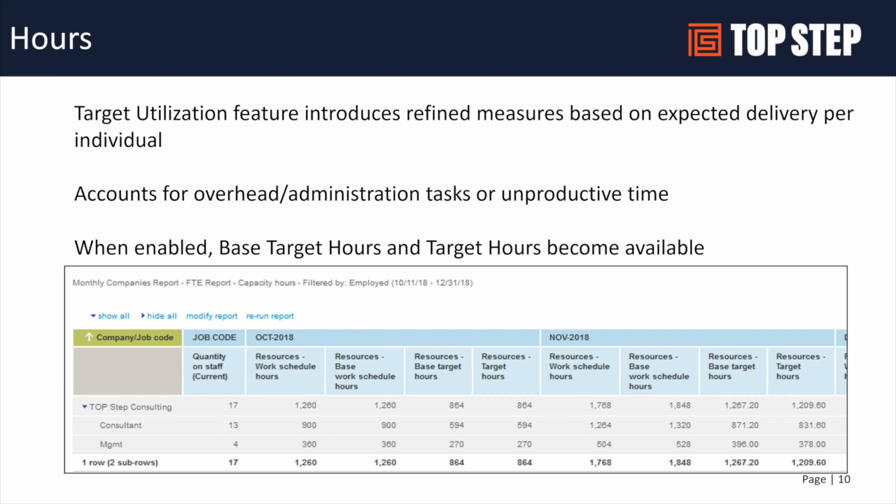When you enable target utilization, it does enable two new reportable fields that you can add to your capacity reports, base target hours and target hours. And you can guess the difference. The base target hours is going to just give you the percentage. So if I'm 50% target and it's a 5-day week, with a holiday, I'm still going to have a 20-hour denominator, versus target hours will give you the 50% of the remaining 32, which gives me a 16-hour denominator.